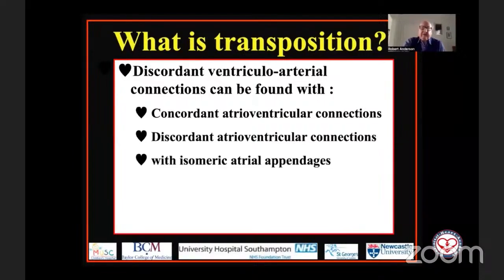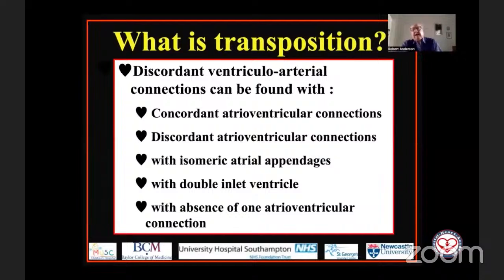We can also have discordant ventricular-arterial connections when the atrial appendages are isomeric, and then we have mixed atrioventricular connections, but still we can have transposition. And then Diane has shown you that we can have transposition in the setting of double inlet left ventricle, and we can have transposition when one atrioventricular connection is absent, in the example that you've seen with tricuspid atresia.